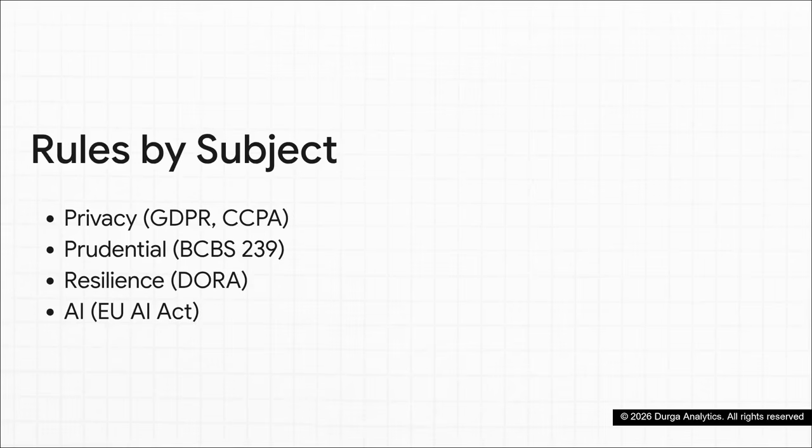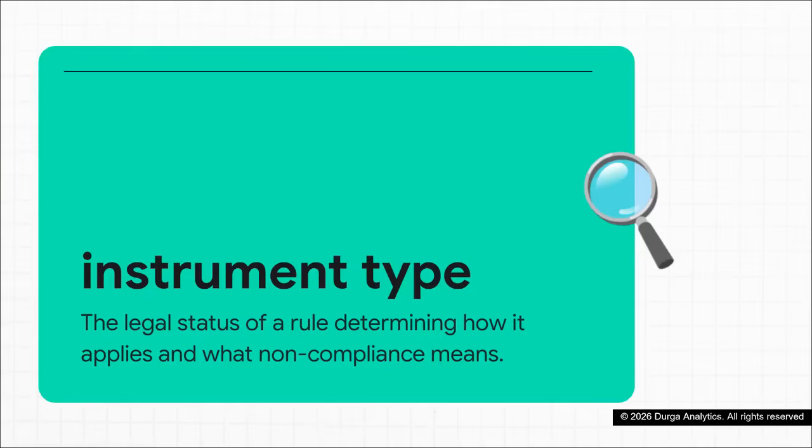Third are resilience rules, such as DORA, which make sure your systems and data can withstand operational disruption. And finally, we're seeing newer rules emerging to govern models and AI, like the 2026 Model Risk Management Guidance and the EU AI Act.